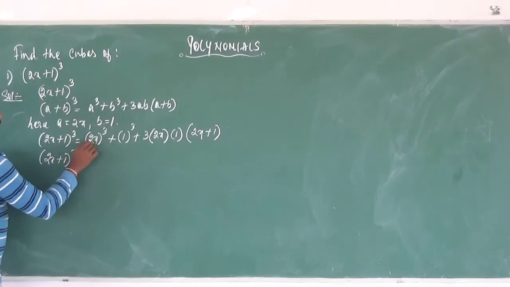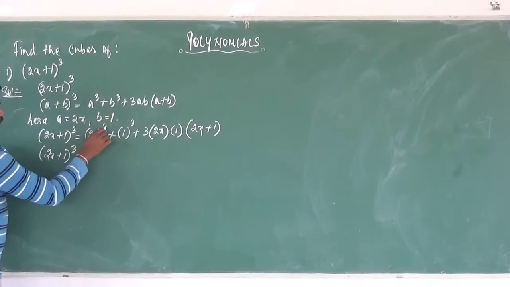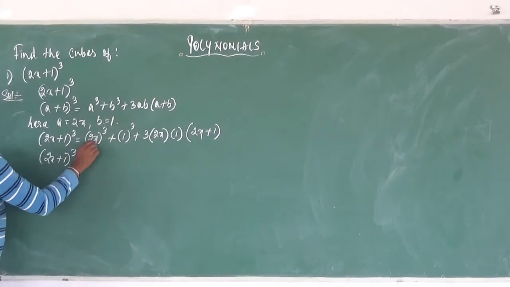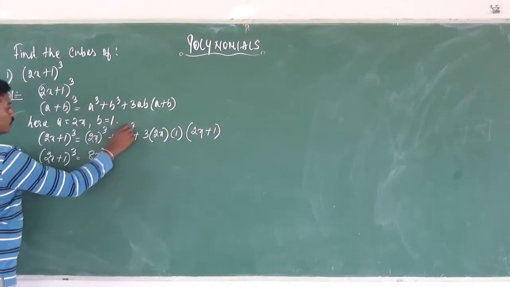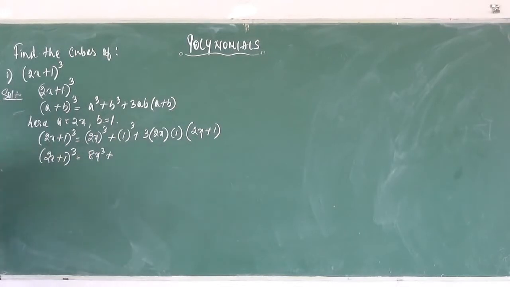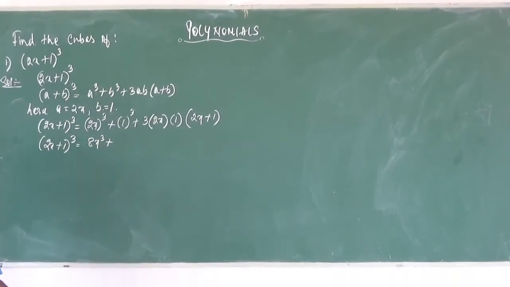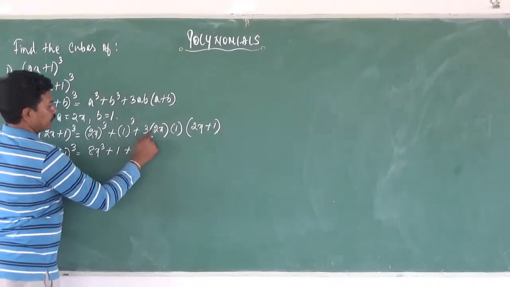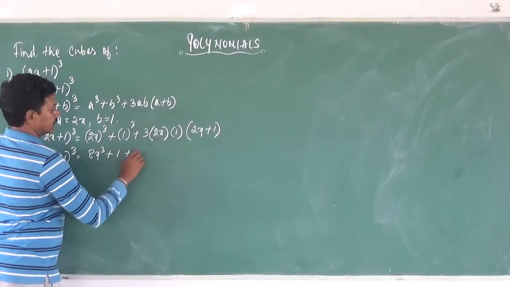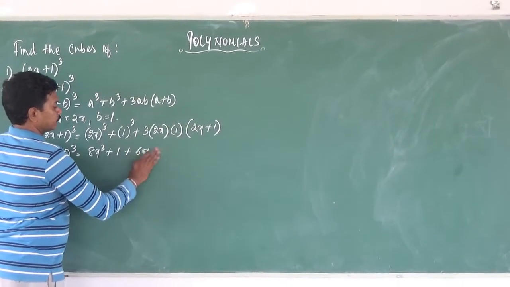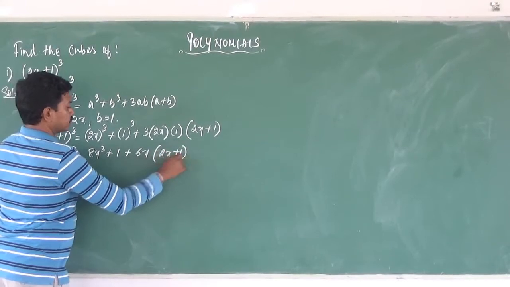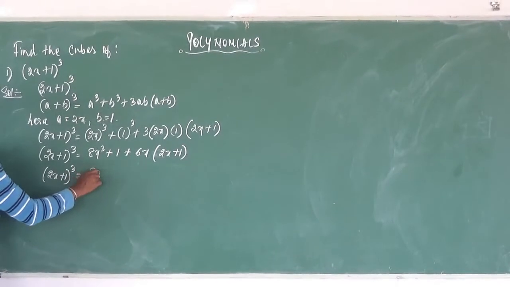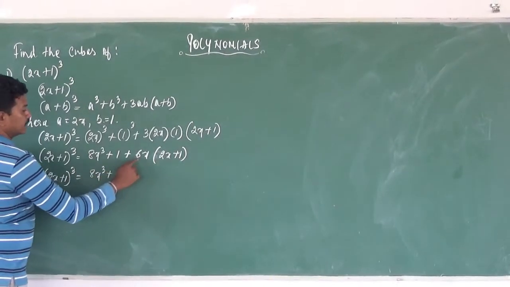So here for these two particular terms, the whole cube is given, so therefore this cube applies for this and also this. So 2 cube is 8 and x cube is x cube plus 1 cube is 1. Okay, so here we have 1 cube, that is 1, plus 3 into 2x into 1 is 3, 2 is 6 into 1 is 6, into x is 6x, into we are left with 2x plus 1. So 2x plus 1 whole cube is equal to 8x cube plus 1 plus 6x into 2x.